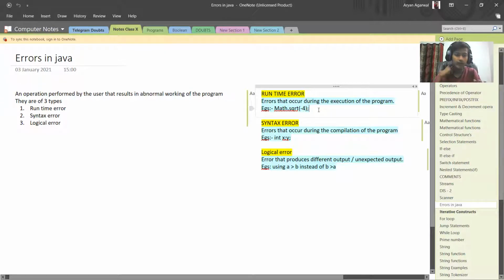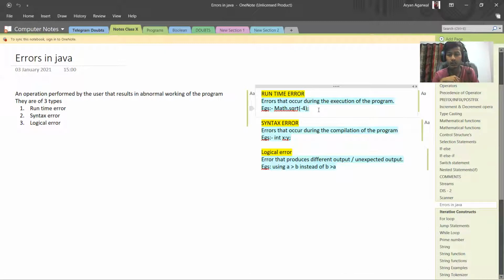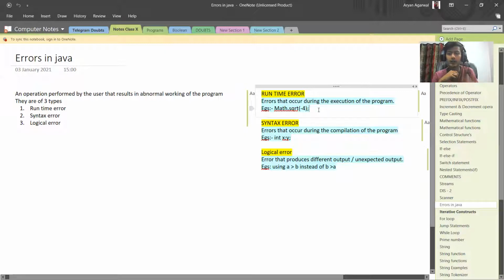Because at compilation, what happens? Java just checks whether you have written correctly or not. At compilation, Java checks whether you have written the syntax correctly or not. At runtime, Java executes that syntax. So during compilation, Java will see that the user has used the Math.sqrt function, brackets, a number is in between, a semicolon is afterwards. Therefore, for the compiler, it is fine. Therefore, it will compile fine.